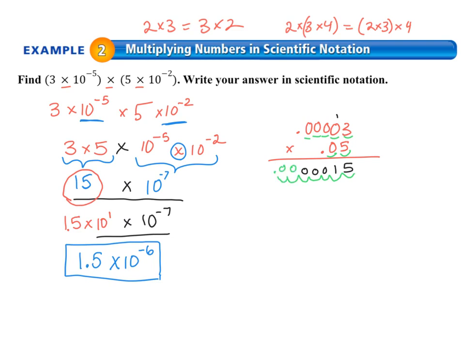So our final answer would look like this, 0.0000015, or 1.5 times 10 to the negative 6. So I've got to move the decimal from here in my factor form all the way back there. So it works out. We get the same answer.